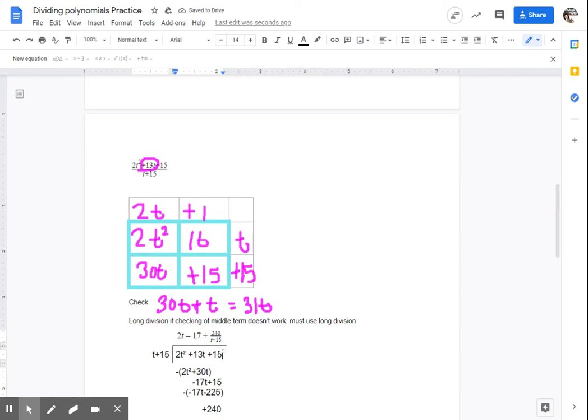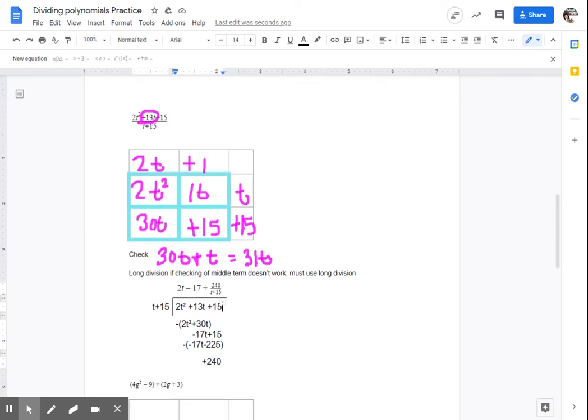This is what happens. You have to do long division when this part doesn't work out, because this right here is telling you that it's not evenly divisible. There's going to be a remainder left. Okay? All right. Let's pause right there so we have enough time to digest that, and we'll go to the next problem.